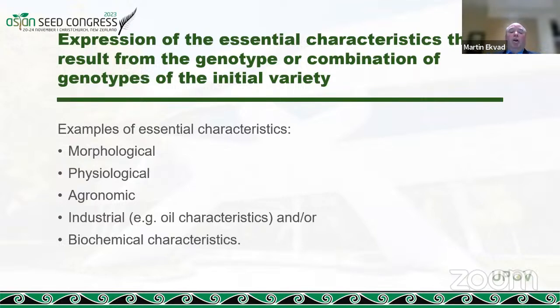And what are then those essential characteristics? Well, there are examples in the explanatory notes. It could be morphological, physiological, agronomic, industrial, for instance, oil characteristics, and/or biochemical characteristics. Those are only examples. It's not an exhaustive list, but there are examples of essential characteristics from a technical point of view. And then we can go to the next slide.